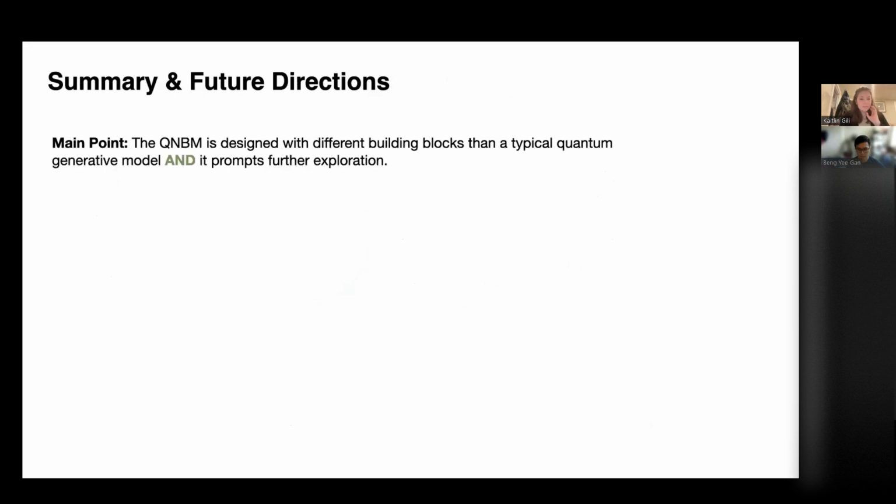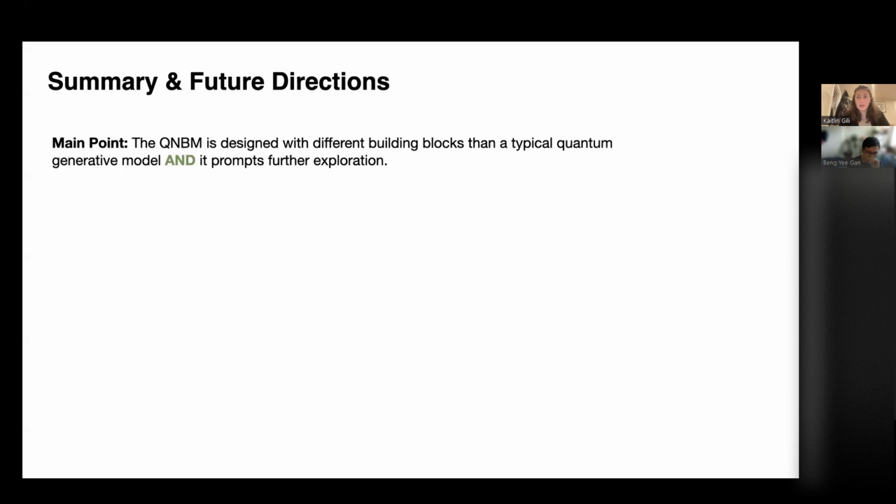So now I'm just going to give a bit of a summary. The main point I would like you all to take away is that the QNBM is designed differently. It has different building blocks than a typical quantum generative model would. Quantum generative modeling is still a very new field. It's very up and coming in terms of trying to understand how to best build quantum generative models.